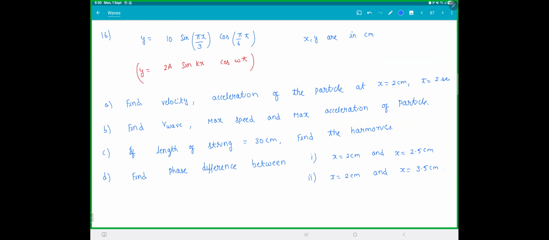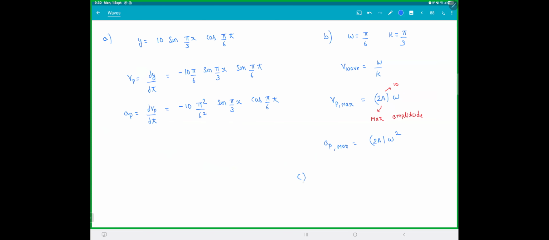What is the third question? The length of the string is L, find the harmonics. K is 2π/lambda, which is equal to π/3. So lambda is equal to 6 centimeters. So the length of one loop is 3 centimeters, and the length of the string is 30 centimeters. Therefore, the number of loops is 10. It is the 10th harmonic. Clear with this?